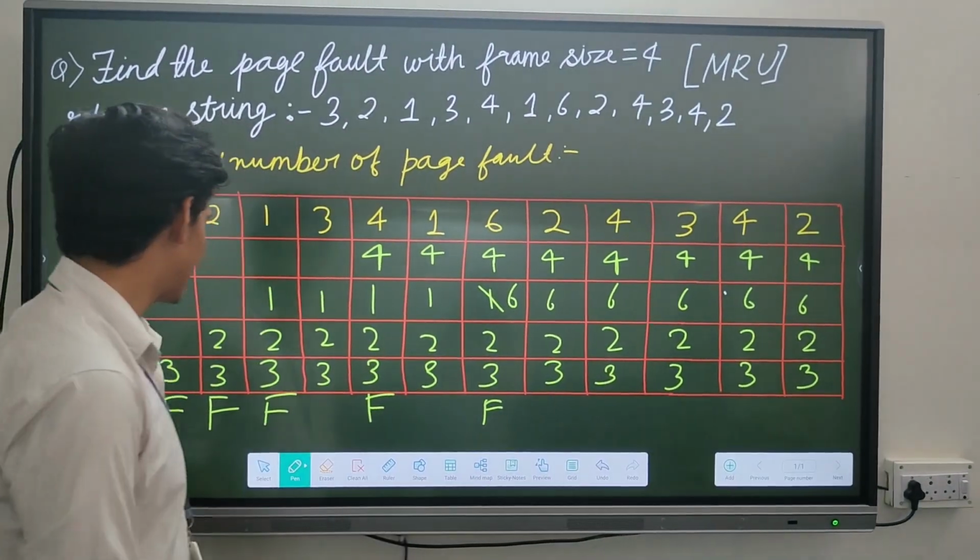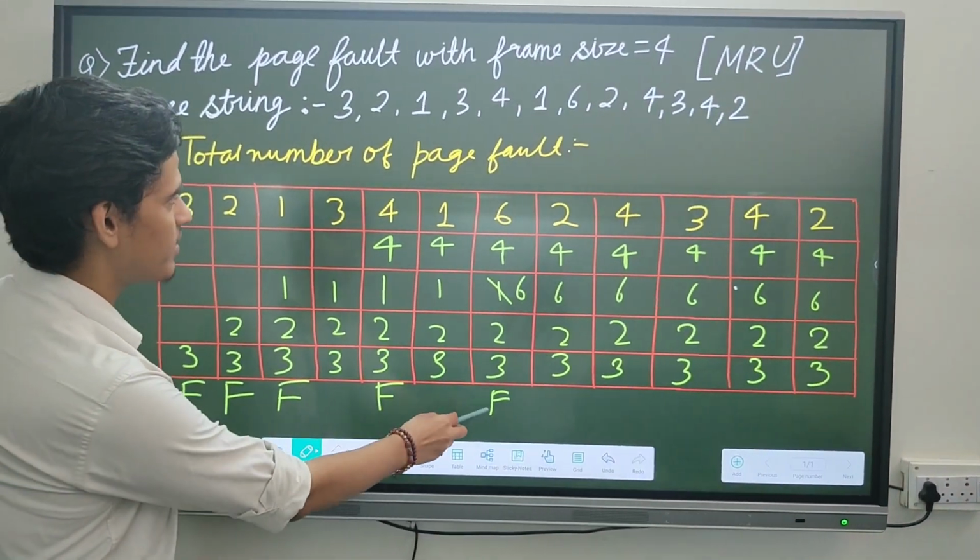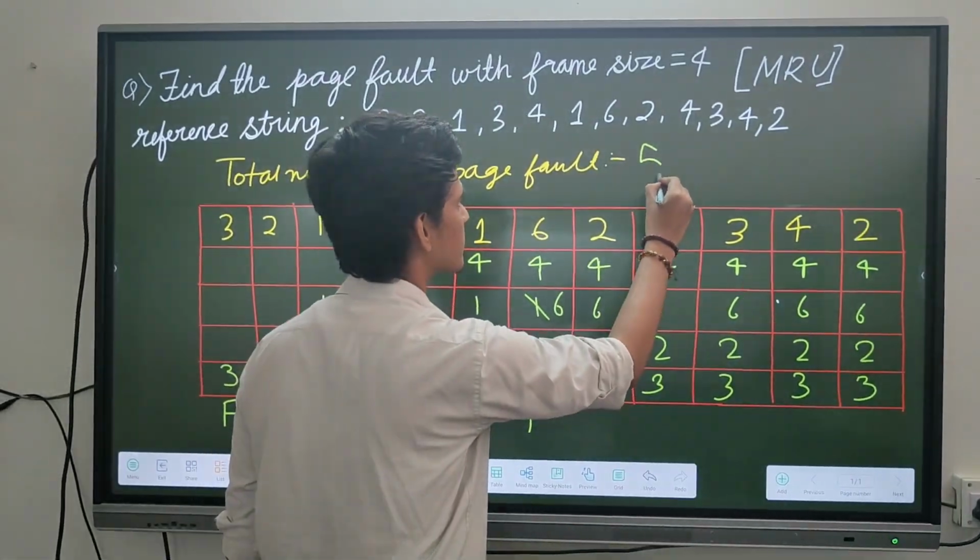So there are a total of 1, 2, 3, 4, 5 page faults. That's all.